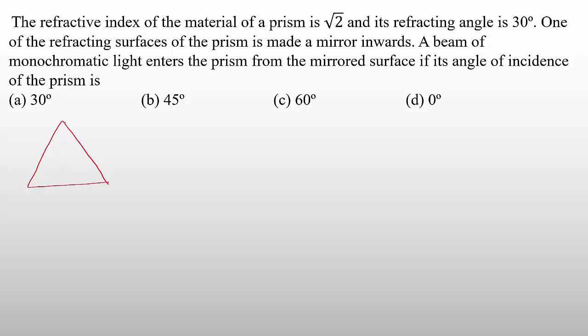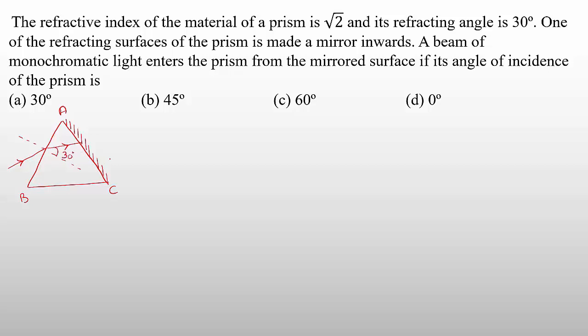That means, let us say one surface is covered with silver color, so it is acting as a mirror. When a ray of light falls on the first surface of the prism, refraction of light takes place. So this refracted ray is going to fall on the second surface. Now let us take this as a normal. So in this problem, the refracting angle is given, that is 30 degrees. Let us take the angle of refraction as 30 degrees.